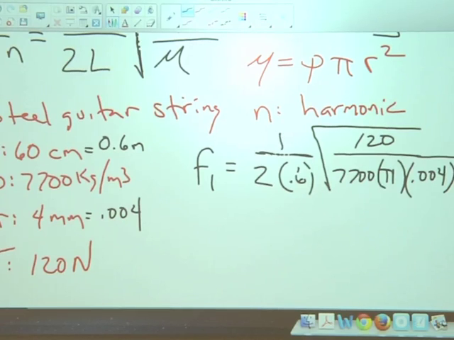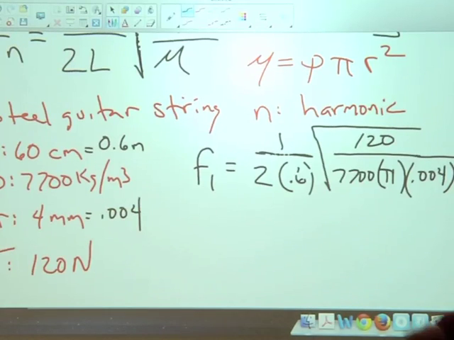Mu is rho pi r squared. Yeah, just did. So yeah, that 0.004 number should be squared. So, to the nearest whole number, we end up at 15. 15 is correct.